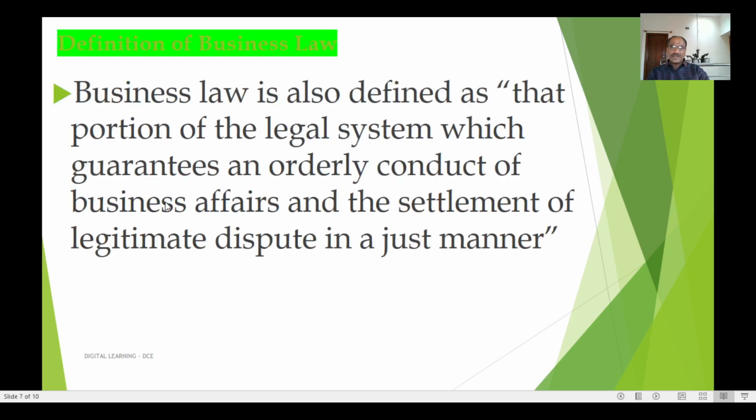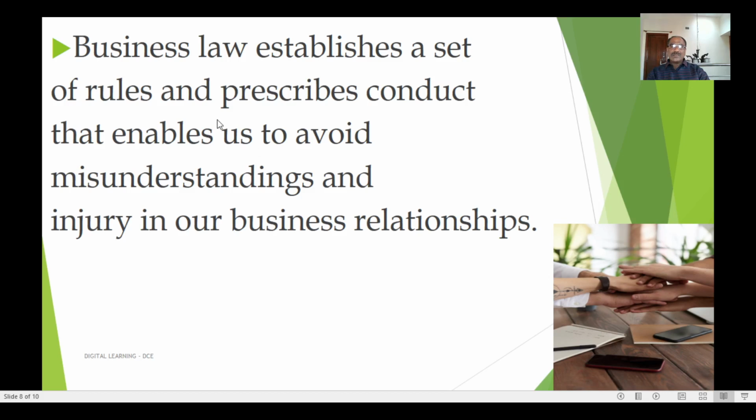With the help of this definition, we have understood business law, which gives business people a guarantee for the orderly conduct of business affairs and the settlement of legitimate disputes in a just manner. Business law establishes a set of rules and prescribes conduct that enables us to avoid misunderstandings and injury in our business relationships, and to maintain good relationships with business people.